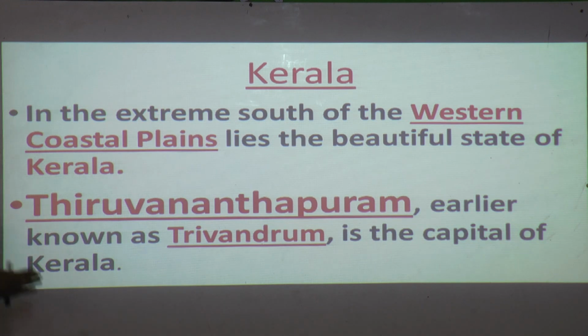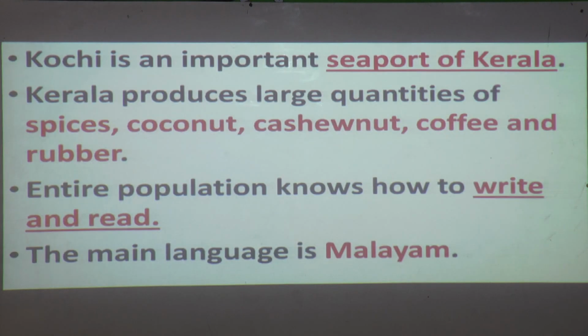Now children, see here, Kerala's capital is Thiruvananthapuram. When we see the word Kerala, what do you remember? What strikes your mind? Yes, coconut is a speciality over there. Kochi is an important seaport of Kerala. When we studied earlier, we have the Konkan coast, the Malabar coast, isn't it? So in Kerala we have the Kochi coast. So what do we have here?